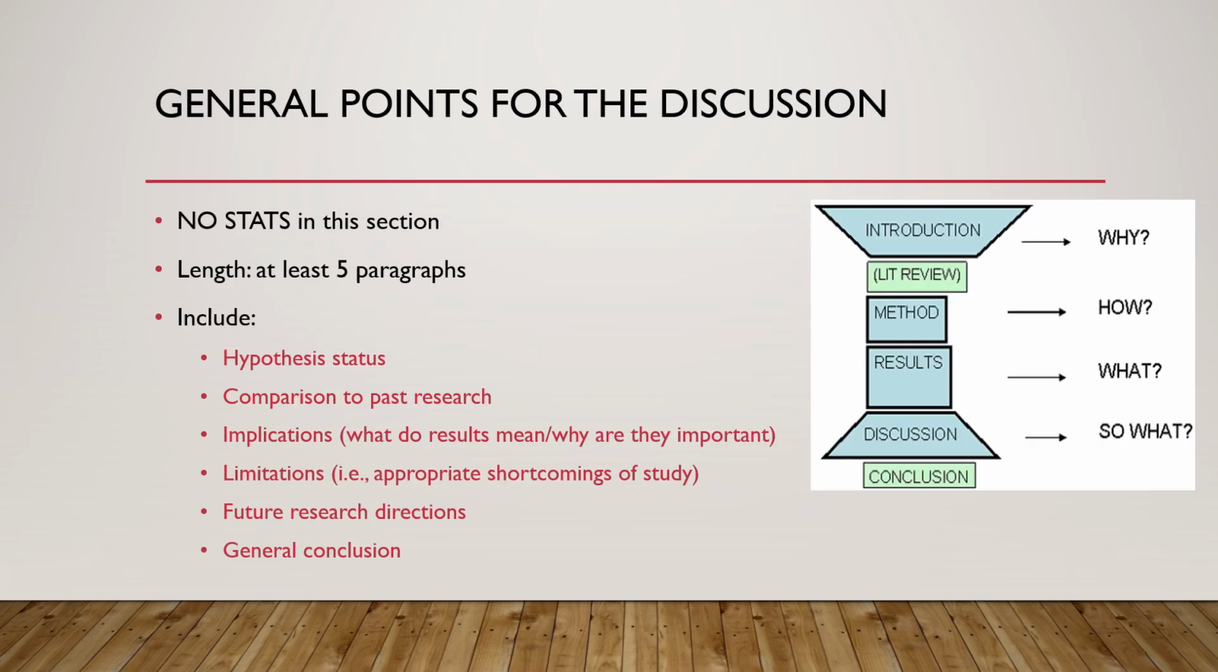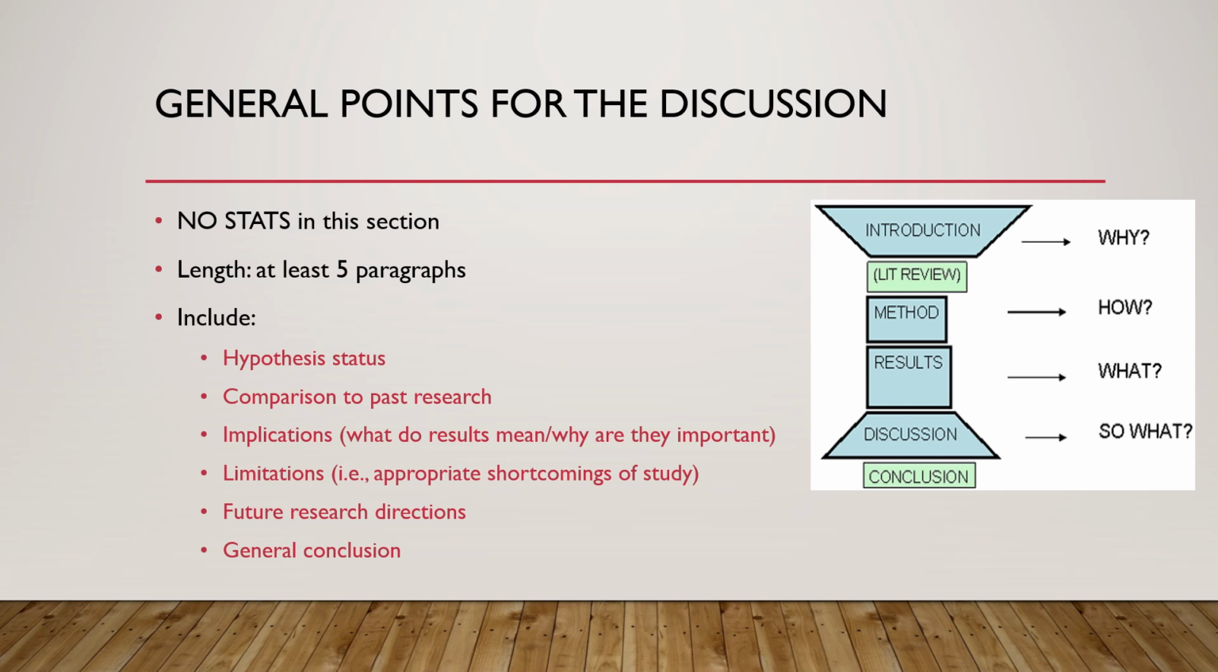In terms of layout for the discussion, I want to start off by saying there should be no statistics in this section. We are talking about the interpretation of the findings, but all of the statistics were in the results section. That is, the actual hard data was in the results section, the analyses. What you're doing in the discussion is talking about what the findings were, talking about the bigger picture and how whatever statistically significant results you found, what does that actually mean in a broader context? I don't want any numbers here.